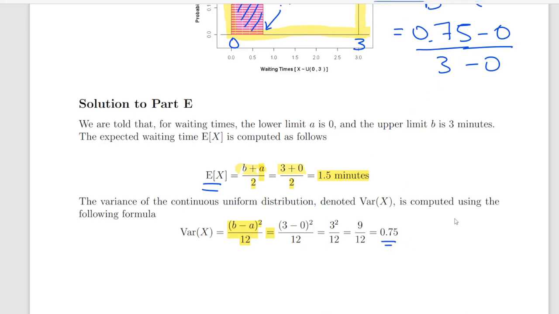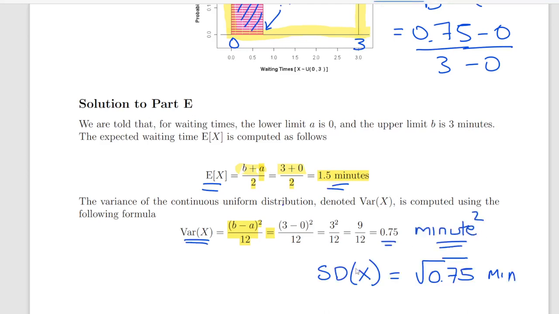0.75. Actually, you could say that's minutes squared if you want, because that's the correct thing to do. That's just being rigorous. Probably too rigorous. But anyway, we'll leave it there.